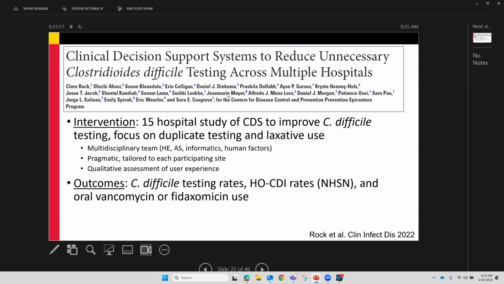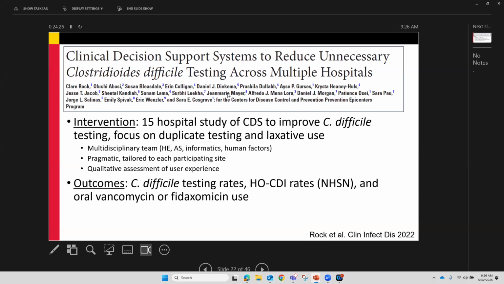And so this was an intervention that was led by the group at Hopkins, but it was to study clinical decision support to improve C. diff testing, and really focusing on not having duplicative testing or testing people who are on laxatives, with the idea being that if you have a good reason for having diarrhea, you shouldn't test for C. diff in that patient, because you're just kind of screening people for C. diff. And so this was built into the electronic health record.